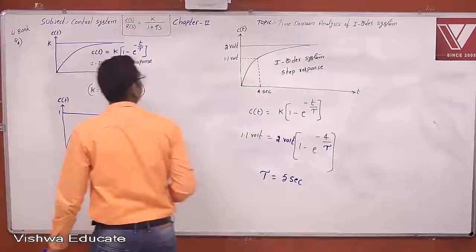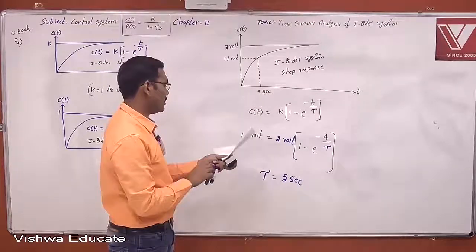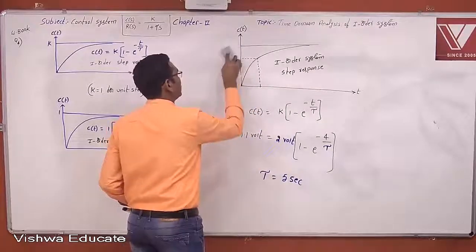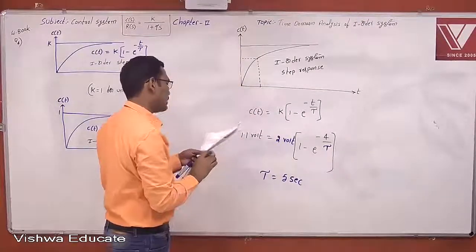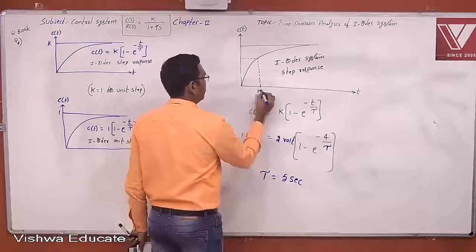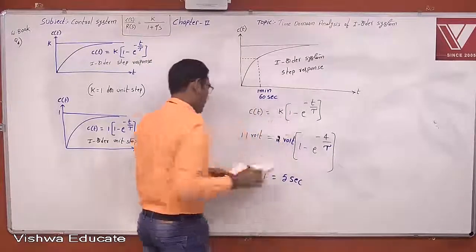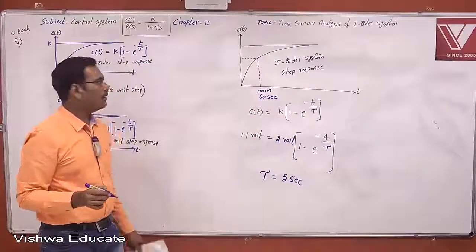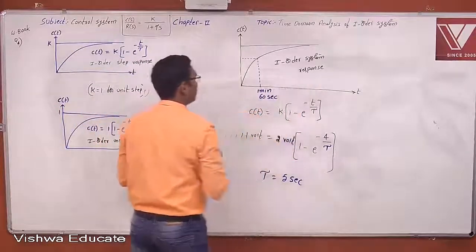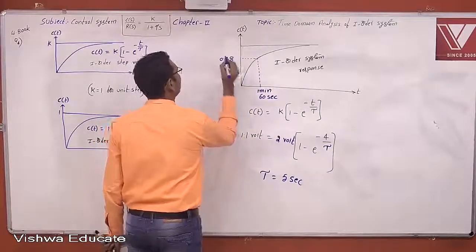Question number 4. A thermometer represents a first order system, initially at rest position. The response will take 1 minute, meaning 60 seconds, to indicate 98% of the unit step.